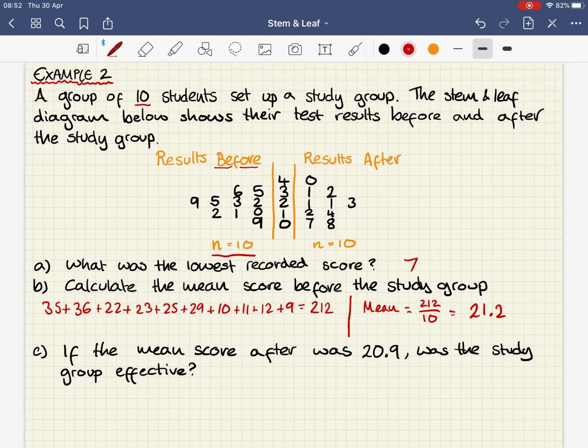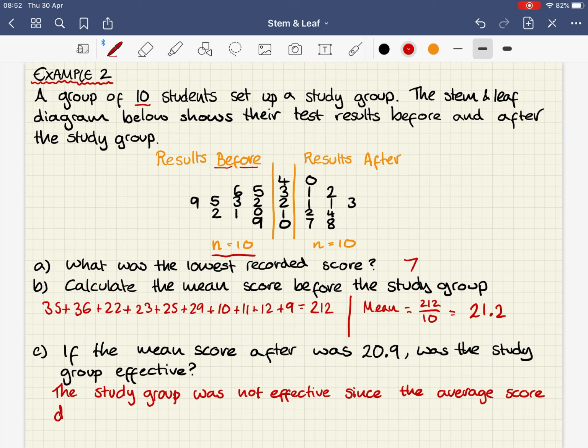So I would say the study group was not effective since the average score did not improve, in fact it decreased from 21.2 to 20.9. So that's how I would write out that answer.